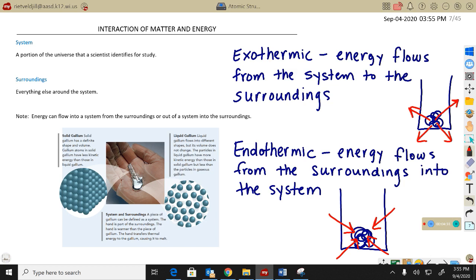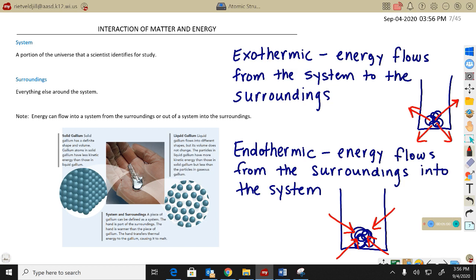So it says that solid gallium has a definite shape, a definite volume. And so it might look kind of like this picture of a solid where the atoms are packed real tight, not a lot of energy. Gallium atoms in solid phase have less kinetic energy than liquid phase. And so then they're trying to show maybe a picture of liquid gallium where the particles have a little more space between them. They're trying to show that they have a little more energy, they can move around a little more.